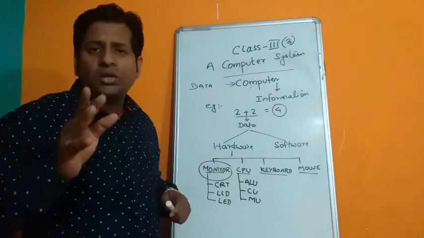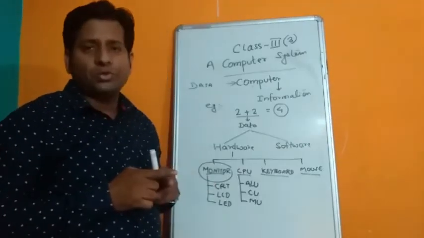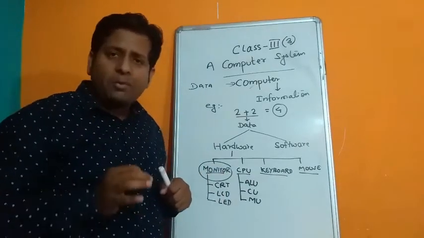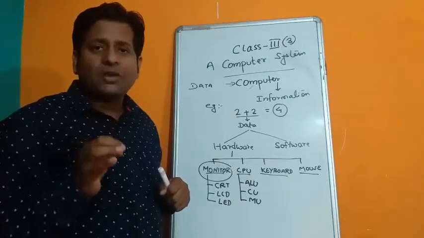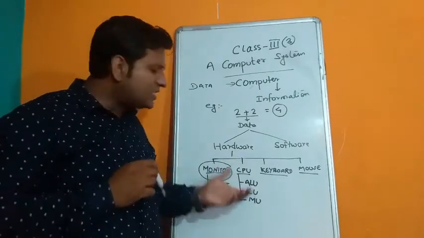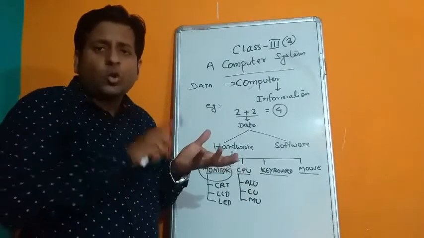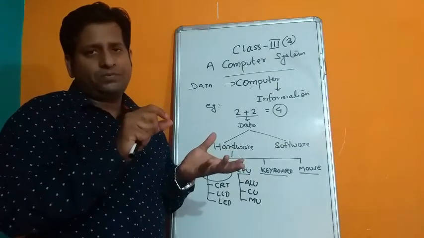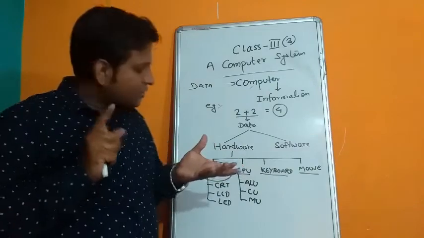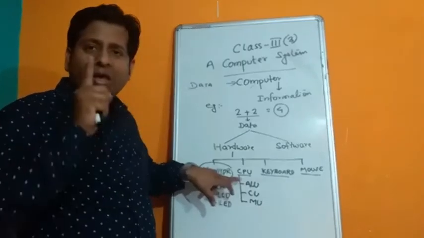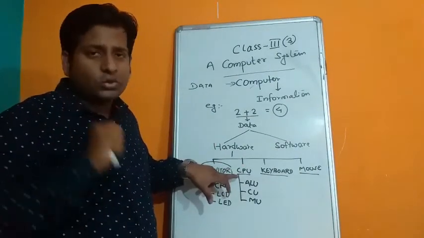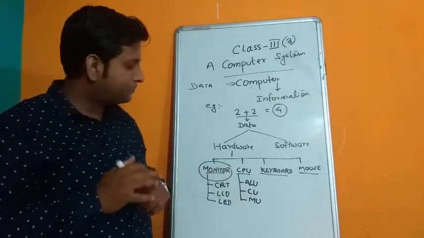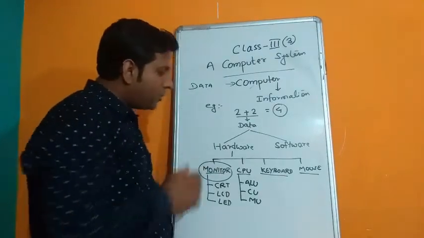CU is Control Unit, which controls the activities of computer. The data and information are controlled by CU. MU stands for Memory Unit. It is a storage unit of CPU, which stores the data or information for temporary purpose, for a short time. Is this clear, children? ALU full form is what? Arithmetic and Logic Unit. CU, Control Unit. MU, Memory Unit. Now we'll move to the keyboard part.